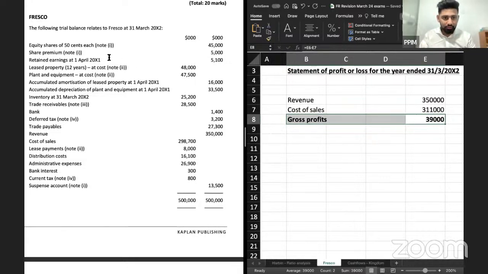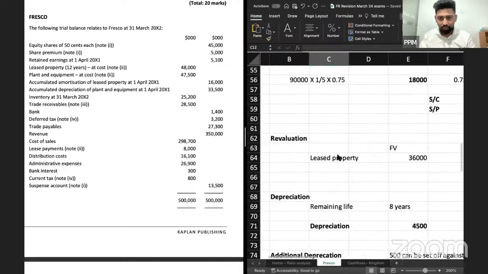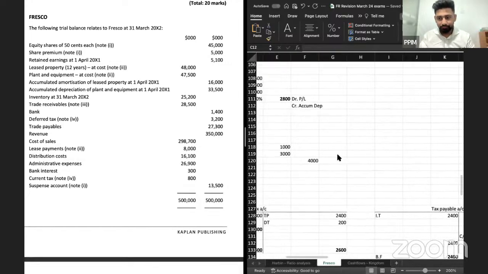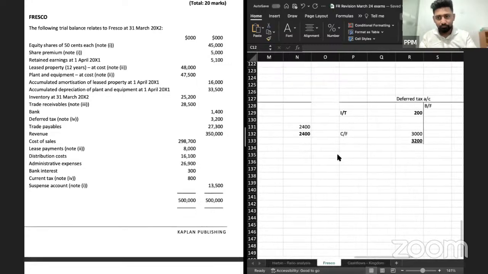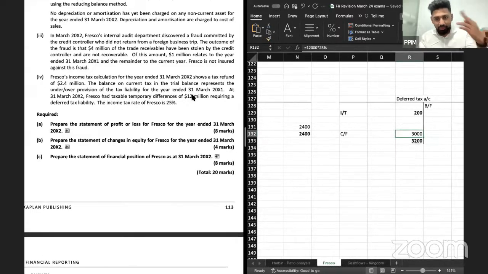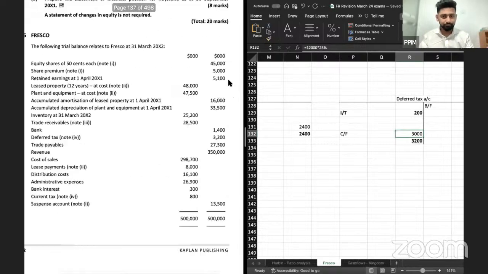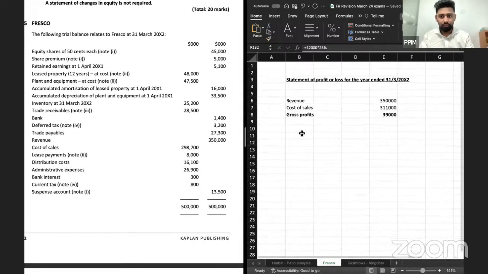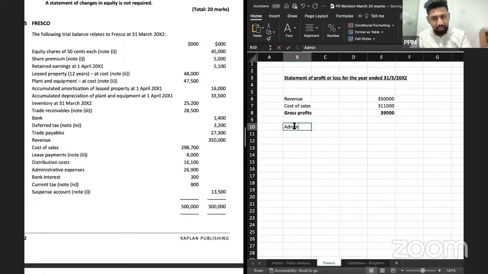Someone didn't get how the 3,000 came for deferred tax. Okay, 3,000, how did it come? Your taxable differences, you have 12,000. That requires a deferred tax liability of 25%, 12,000 into 25%. Okay. Gross profit done.